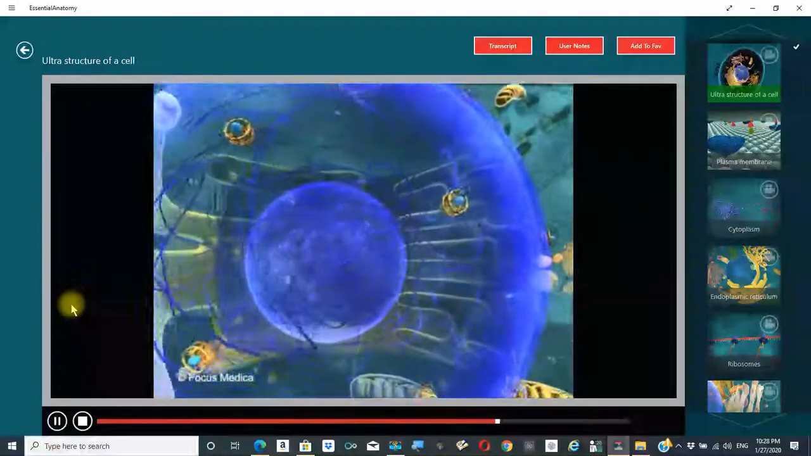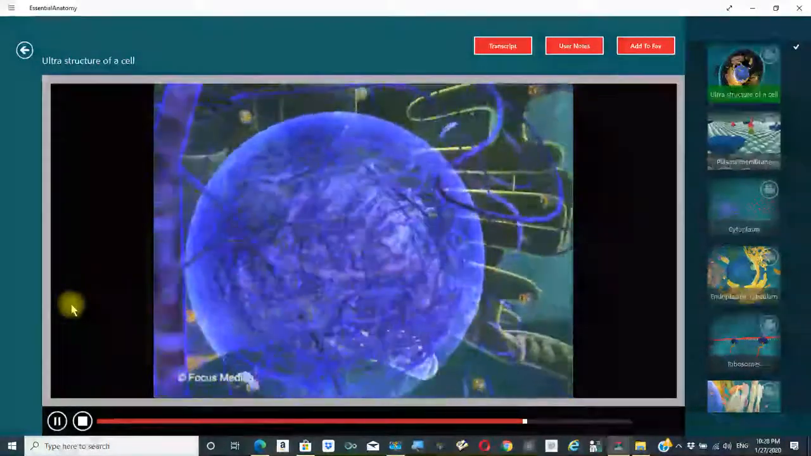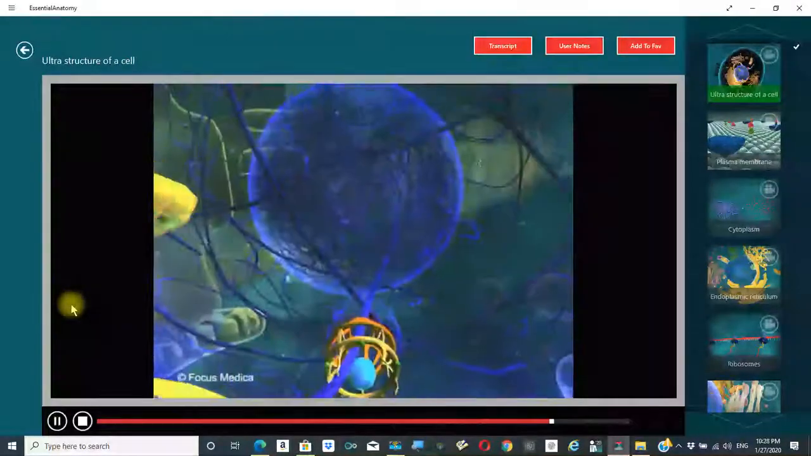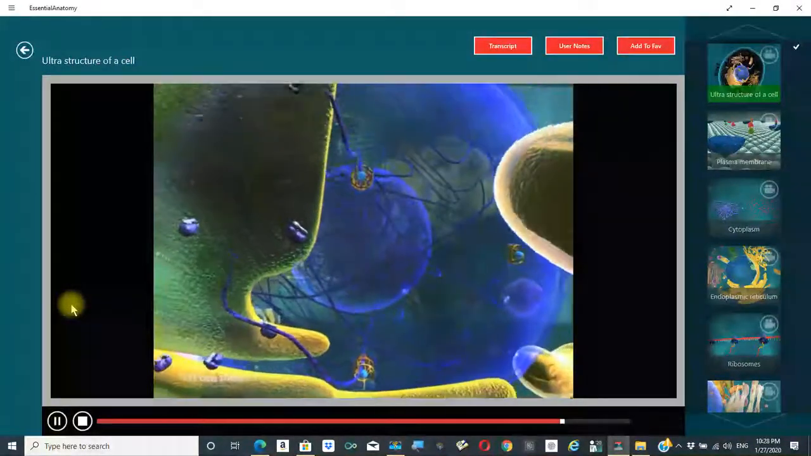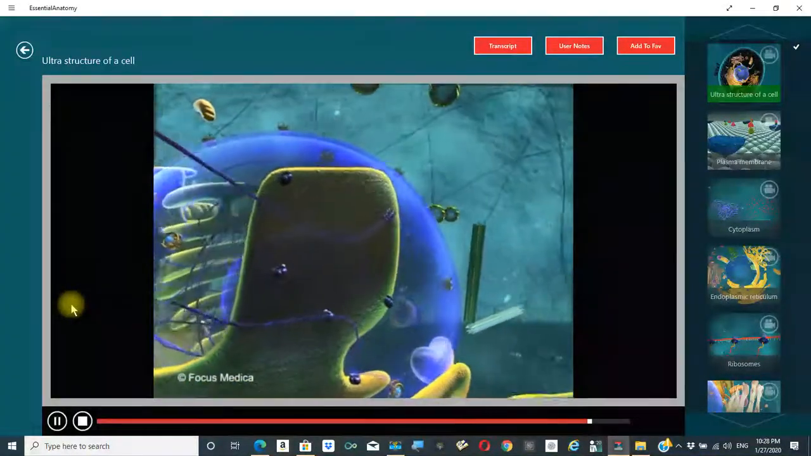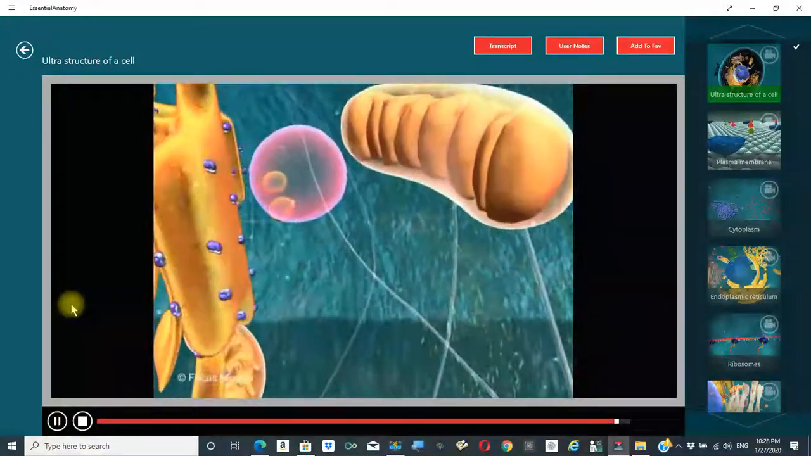Thus, a cell as a sort of chemical factory has its own controlling center, communicating systems, transport systems, manufacturing centers, powerhouses, etc.